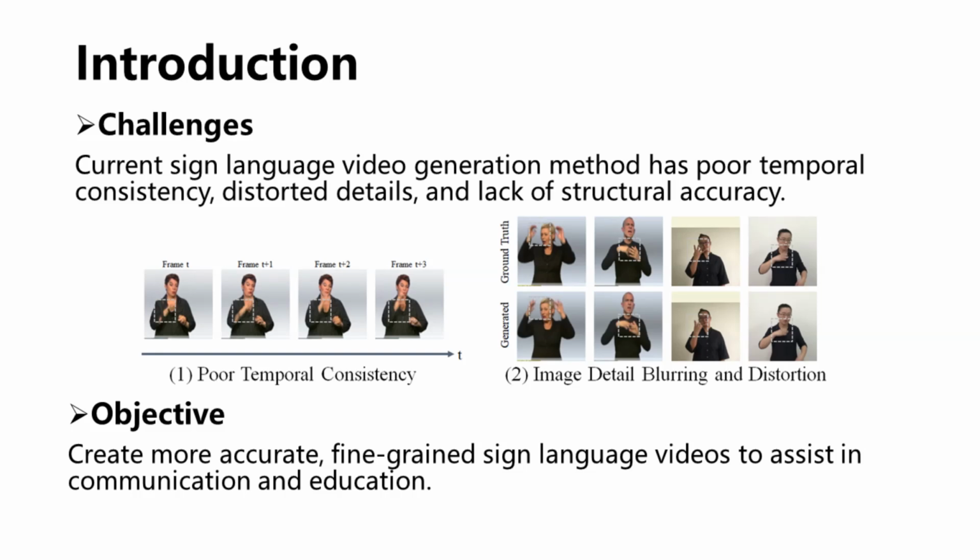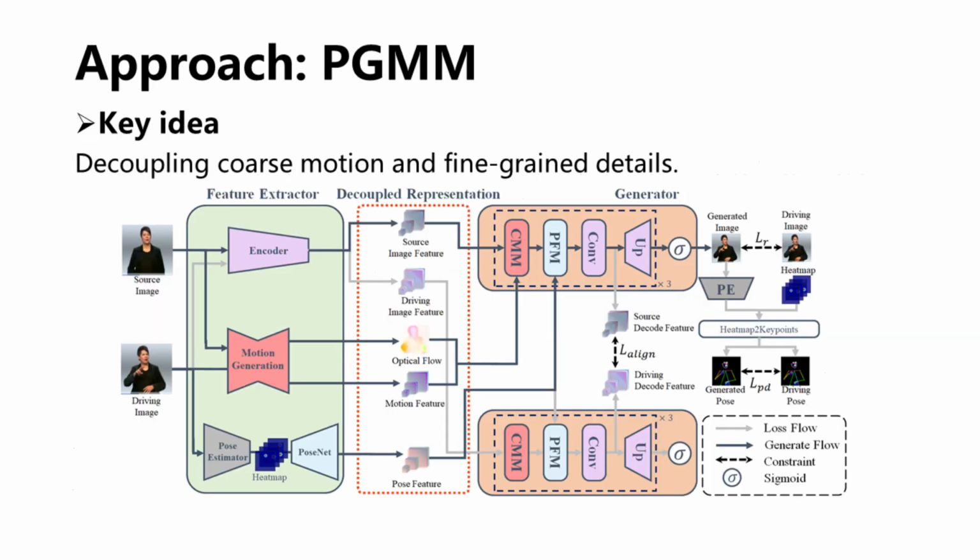Current methods often suffer from poor temporal consistency, resulting in unnatural transitions between frames and blurred details, especially in hand and facial areas. This can severely affect the understanding and realism of the generated videos. Our motivation is to address these limitations by creating sign language videos that are both temporally consistent and rich in fine-grained details. Our approach is based on a novel framework we call the Pose-Guided Motion Model, PGMM.